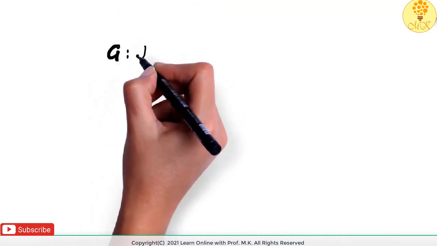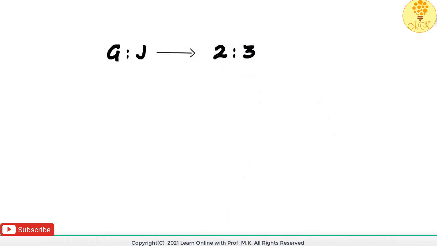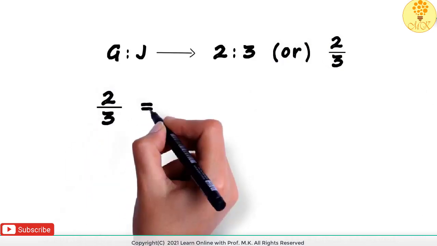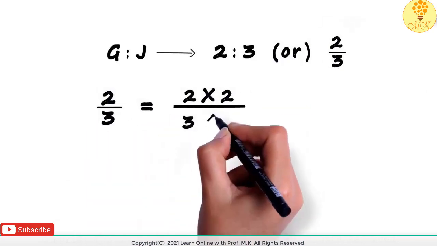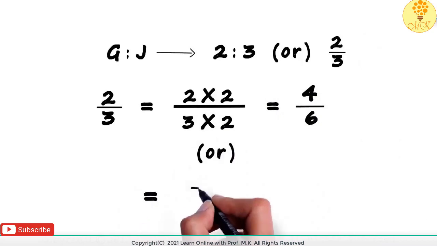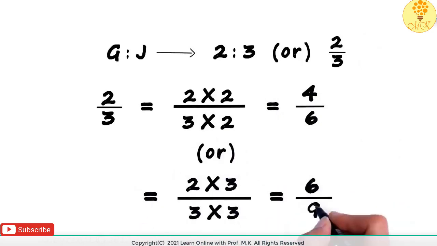The ratio of the number of chocolates Gaurav received to the number of chocolates Jay received is 2:3, and that can also be written as 2/3. We have seen that 2/3 can be written in different ways. We can multiply the numerator as well as the denominator by 2 and get 4/6. Or we can also multiply the numerator and the denominator by 3 to get 6/9.